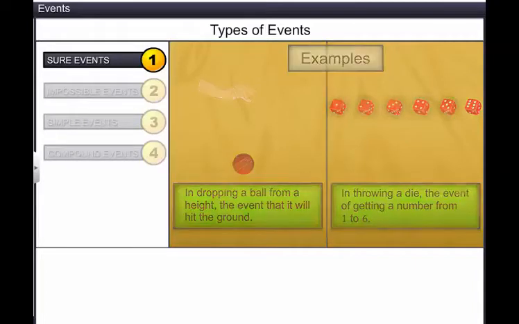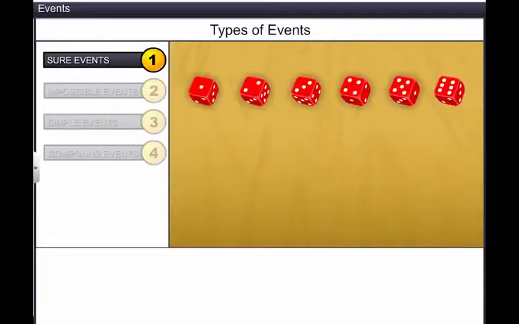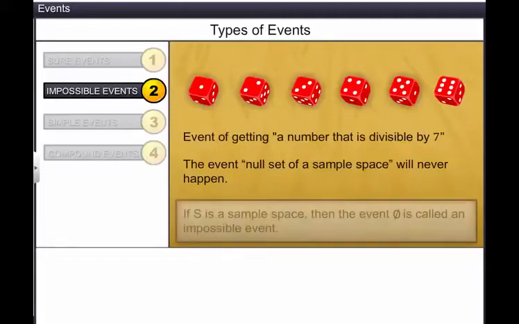In an experiment, a die is thrown. In this case, the event of getting a number that is divisible by 7 is not possible. Such events are called impossible events. In fact, the event null set of a sample space will never happen. In general, if S is a sample space, then the event phi is called an impossible event.